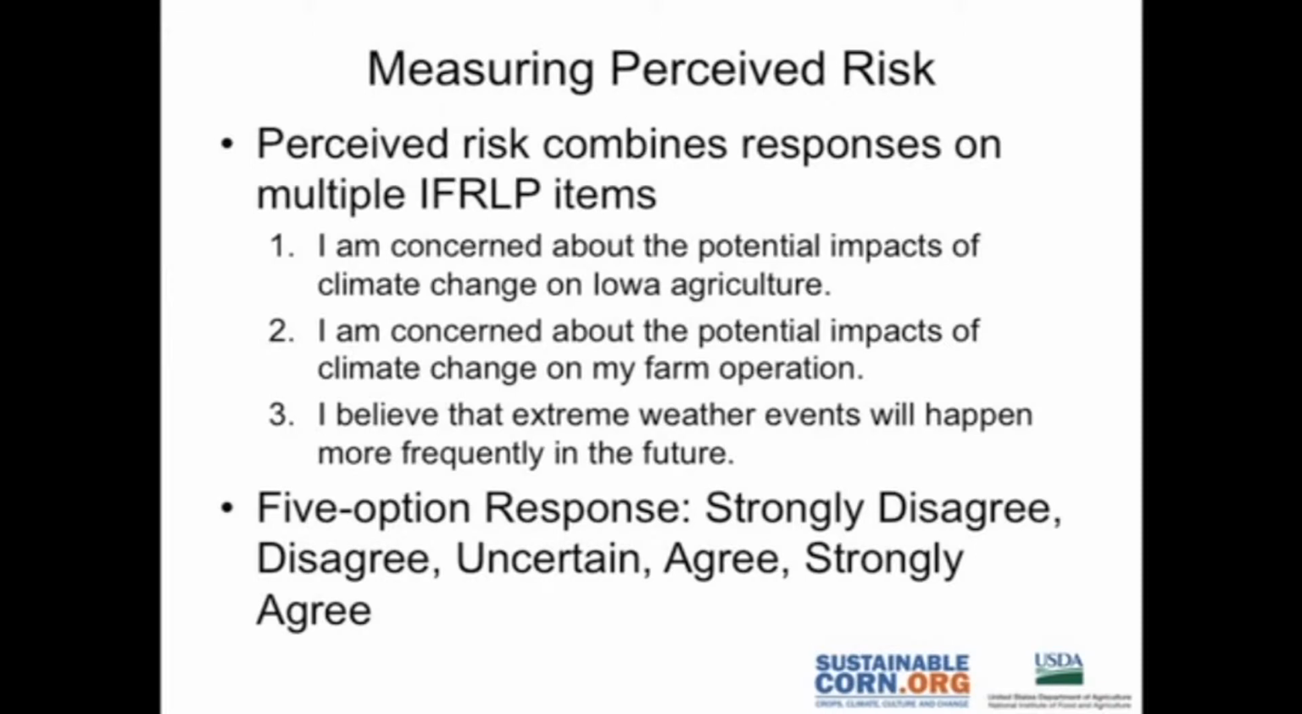So moving on to the other elements of the conceptual model here, some of the questions in the Iowa poll that allowed us to assess perceived risk for climate impacts included three statements about various impacts of climate change. I am concerned about the potential impacts of climate change on Iowa agriculture, also on my own farm operation, and then I believe that extreme weather events will happen more frequently in the future. And the response options here range from strongly disagree to uncertain to strongly agree. So there was a five-item response option there.